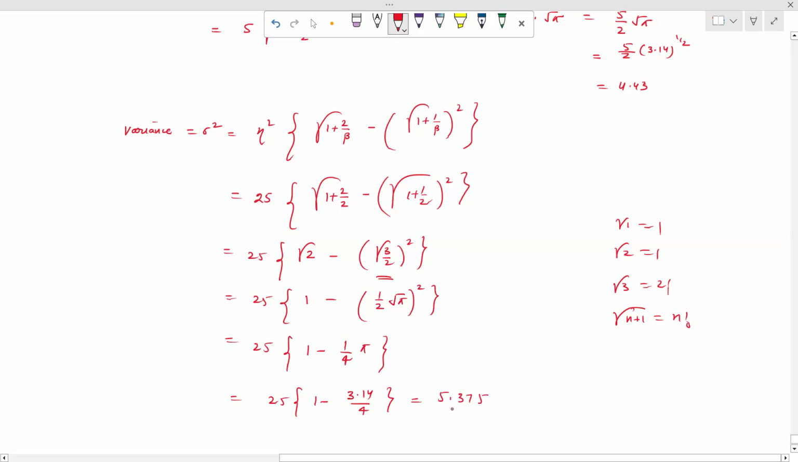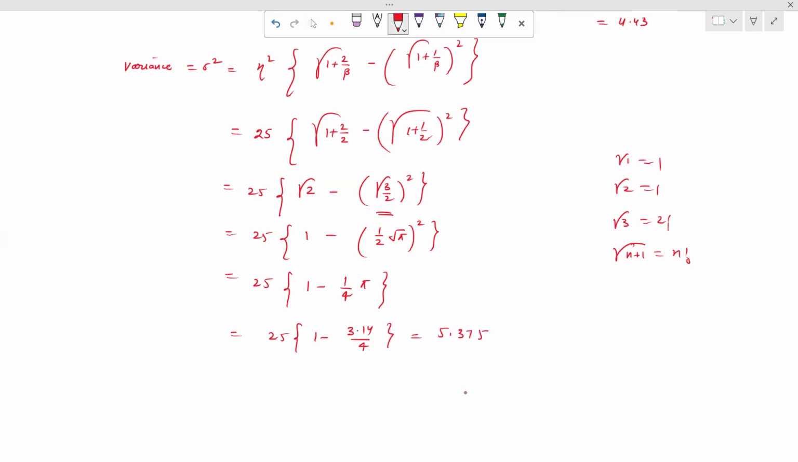This gives us approximately 5.375. When we simplify this, we can calculate the standard deviation, which is the root of the variance, the square root of 5.375. So this gives us 2.318.